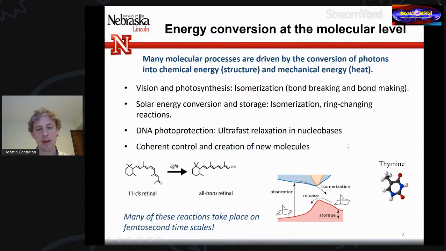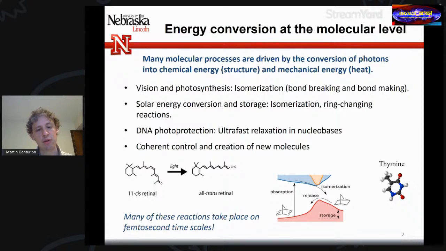So your DNA can be damaged by UV light, but the DNA bases, for example, thymine is one of those, can very efficiently convert this UV light into vibrations and into heat. And this is believed to reduce the rate of damaging reactions in your DNA. So different molecules either can trigger a reaction very efficiently or can try to avoid a chemical reaction by dissipating the energy. And this all happens in femtosecond timescales.